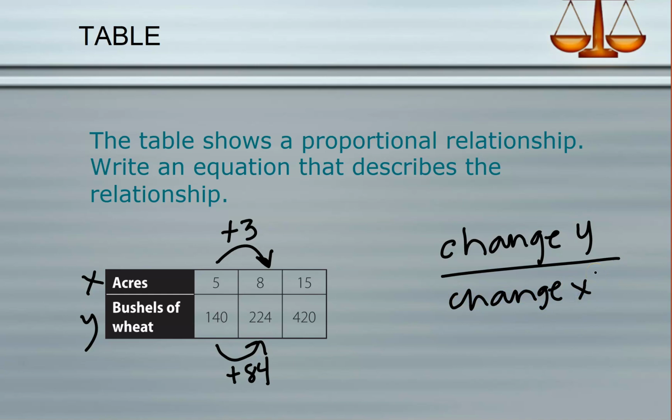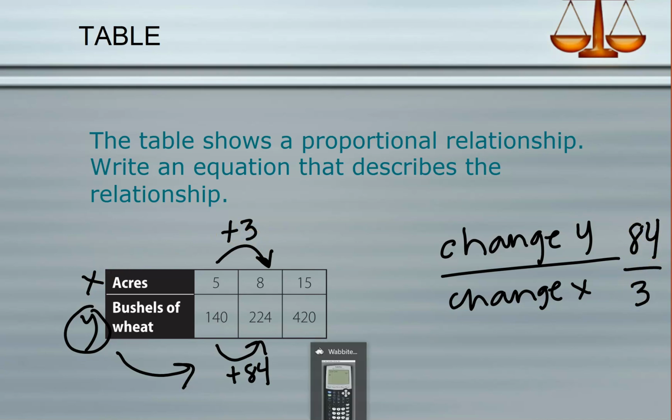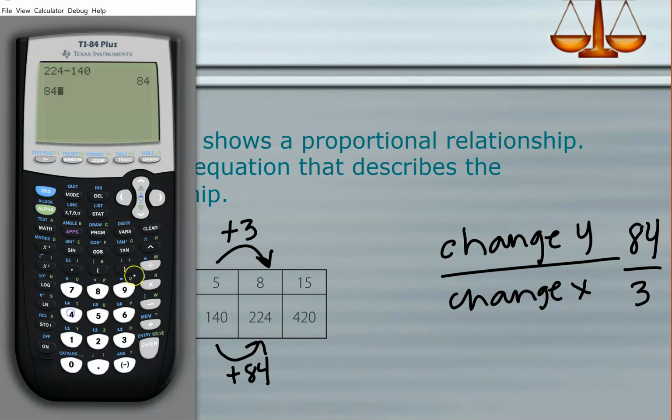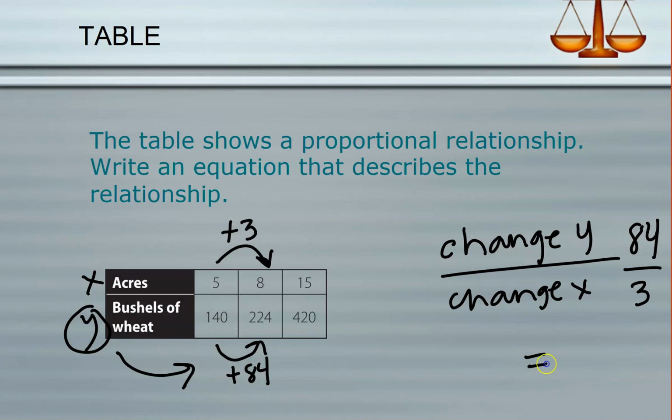Well, how much did my y change? Remember, this is your y. So how much did my y change? 84. How much did my x change? 3. Now we divide 84 divided by 3. So my constant is 28. So we write the equation, y equals 28x. Again, what does that mean? Well, they're talking about acres and they're talking about bushels of wheat. So for every acre, you can do 28 bushels of wheat.